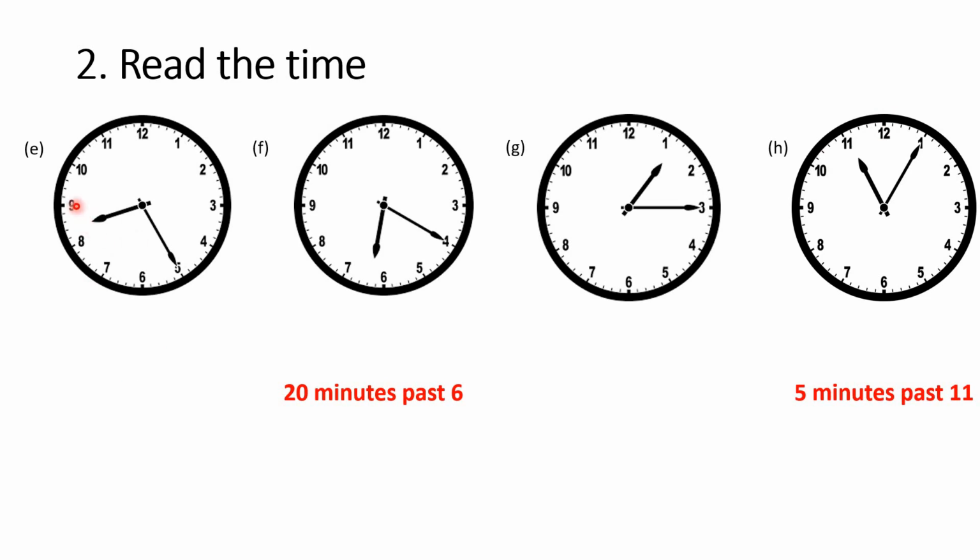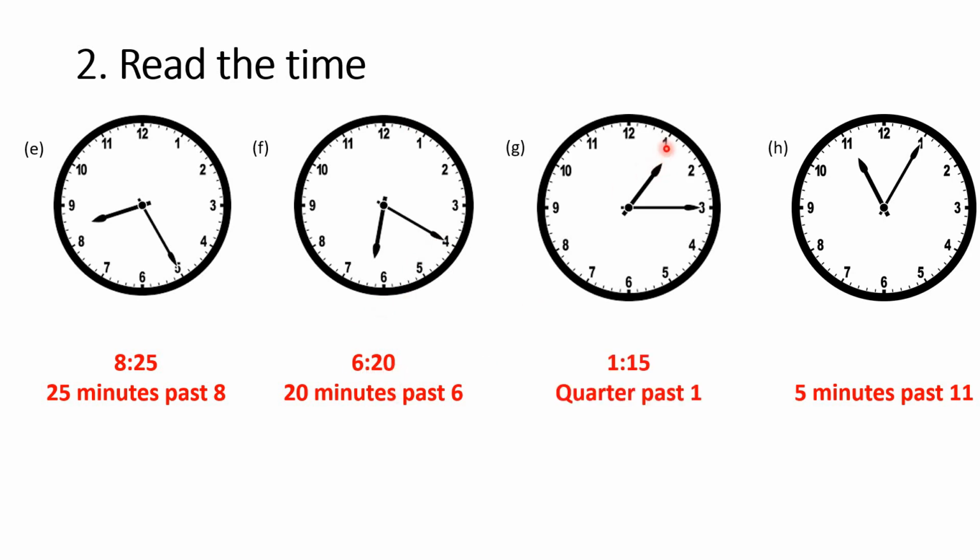Next one, the hour hand is between 8 and 9 and the minute hand is at 5. So therefore, it is going to be 8:25 or 25 minutes past 8. 25 minutes have passed 8, so therefore 25 minutes past 8 or 8:25. Next one you can see is, the hour hand is between 6 and 7 and the minute hand is at 4. So for 4, it has passed 20 minutes here. So the time is 6:20 or 20 minutes past 6. 20 minutes have passed 6, so you can write it either way.